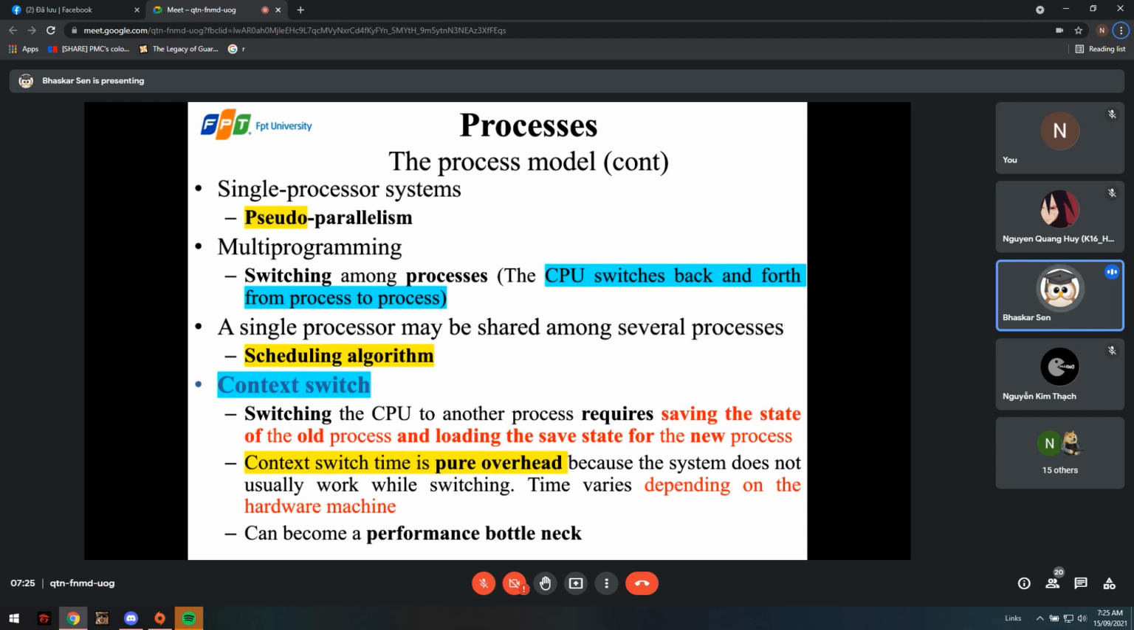So basically, he is sitting there doing nothing. That is what we call a pure computer overhead. That is what exactly we mean by the word pure overhead, depending on the hardware and the machine. Okay? And that can create a kind of bottleneck for the computer.